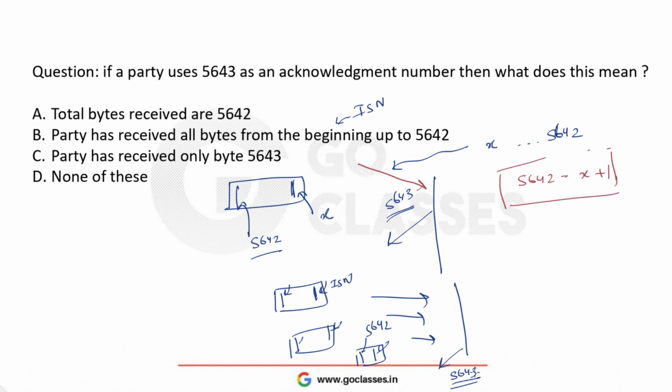Since the acknowledgement is cumulative, if the party is saying 5643 is the acknowledgement number, then it means that from the beginning the party must have received 5642 bytes, right? So B is the correct answer. The party having received only one byte does not make any sense, and none of these. So B is the correct answer, right?